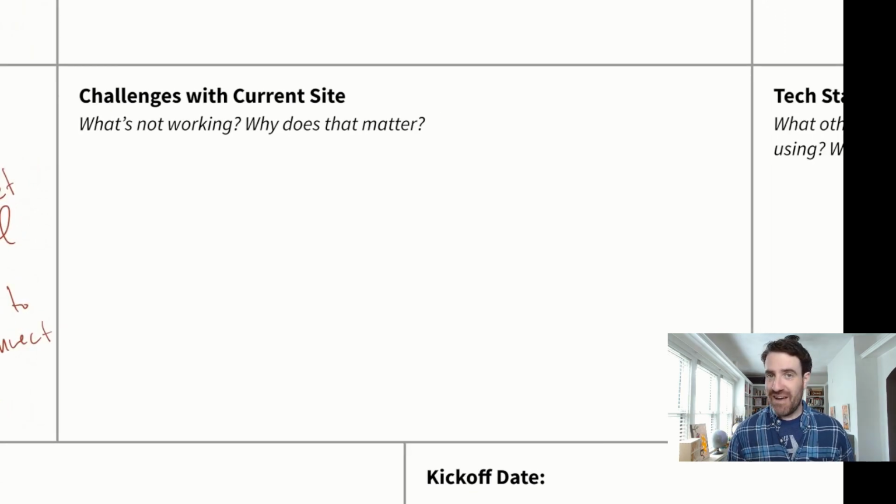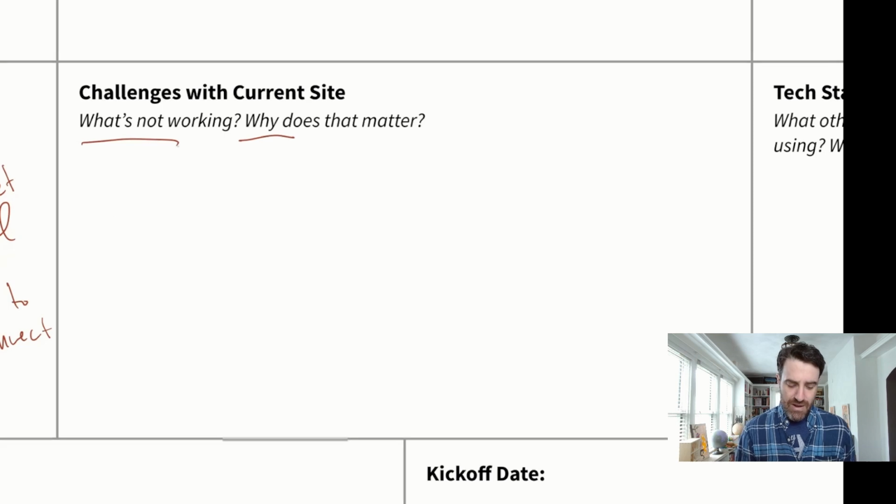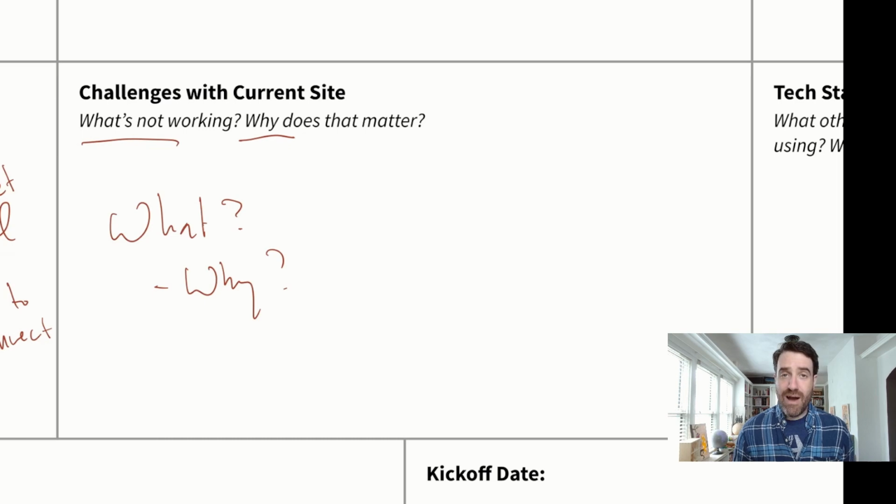Now we'll turn our attention to challenges with the current website. Honestly, this is oftentimes one of the easiest boxes for nonprofits to fill in. And here you're going to want to focus on both what's not working, but also why does that matter? So the what and the why. Answering both of those questions will provide potential partners with really helpful context that you're bringing to the project. It'll help them answer the question of why you are taking this project on right now. And understanding these issues that you're having with your current website will make it much more likely that you can avoid repeating those issues with the new website that you're building.